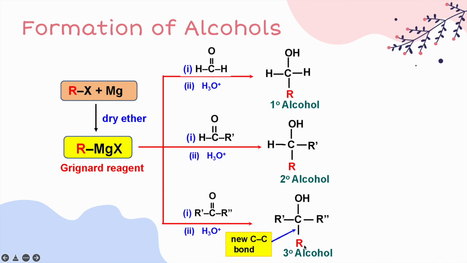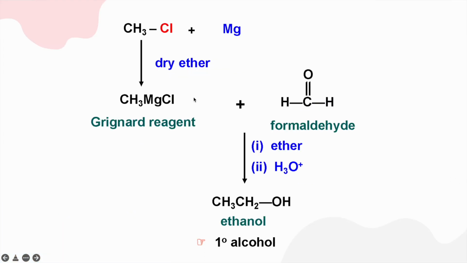Next, in order to form tertiary alcohol, you must use here the ketone. This is ketone, C attached to two R groups, followed by acidified water, H3O+, and then the product will be tertiary alcohol. These two R groups are from the ketone and one more R group from Grignard reagent. That's how to form alcohol. Depending on the class of alcohol that you want to form, you have to select the correct reactant.